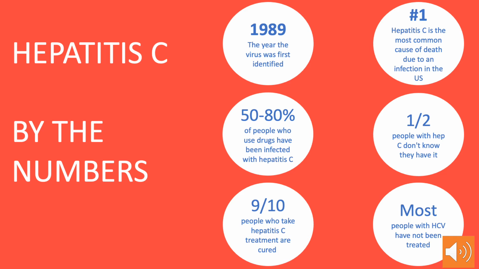Here are some hepatitis C facts and numbers. The hepatitis C virus was first identified in 1989. And hepatitis C is the most common cause of death due to an infection in the United States. 50 to 80% of people who use drugs have been infected with hepatitis C, and about 1 in 2 or half of people with hepatitis C don't know that they have it. The good news is that 9 out of 10 people who take the treatment have been cured. However, most people with hepatitis C have not been cured.